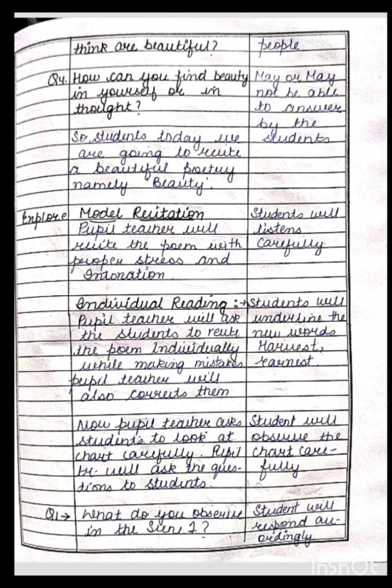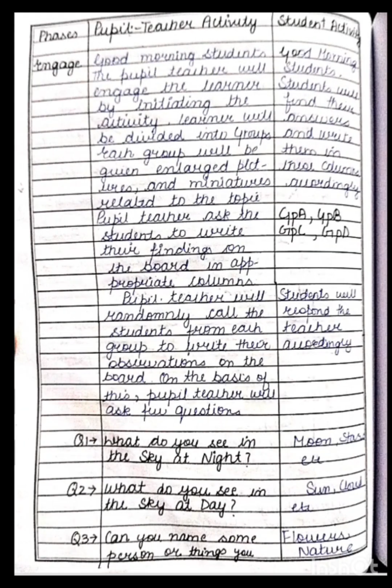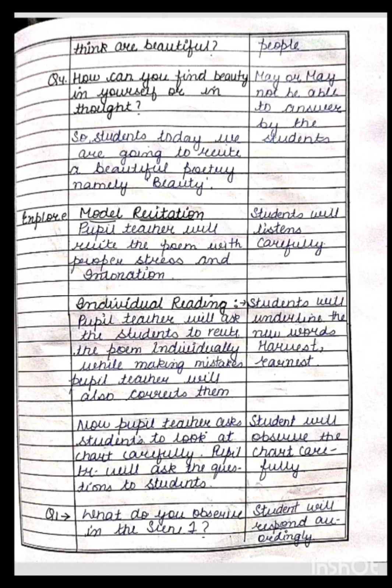So today students will recite the poem, that is Beauty. In the exploration part, model recitation is to be done by the pupil teacher, and students will listen carefully, and then there is individual recitation. It's not reading, it's recitation. So in this part the student has to recite the poem and the teacher has to observe how nicely the poem is recited. Now the teacher asks students to look at the chart carefully, and the pupil teacher asks a few questions to the students.